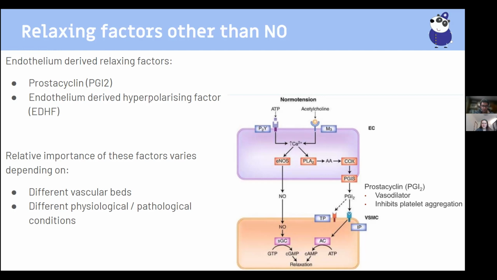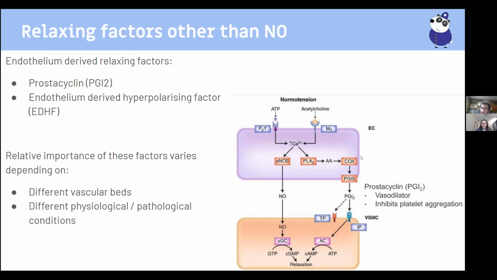As does endothelium-derived hyperpolarizing factor, which is a bit of a mystery really what that is, but that's something you should know, also a relaxing factor. So nitric oxide mainly, prostacyclin has a function, and this EDHF does too. How important these factors are depends where you are in the body and if you're in disease or not.